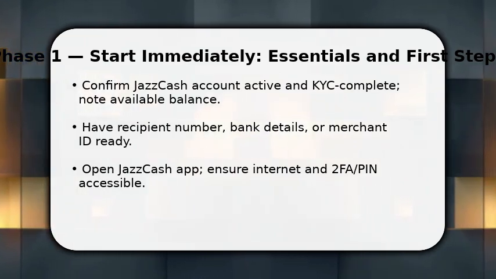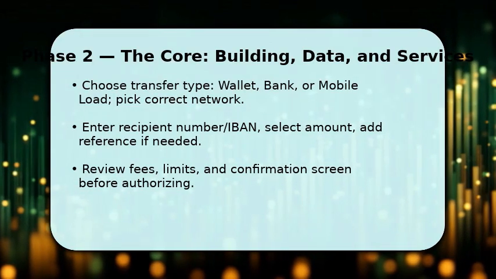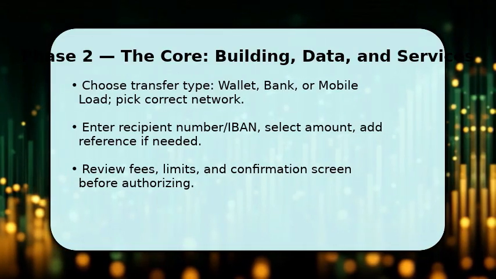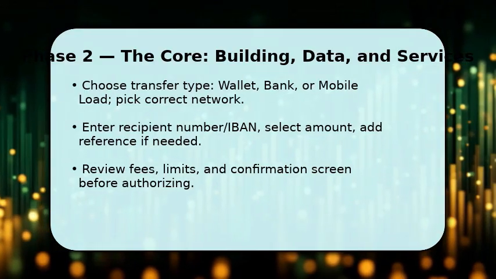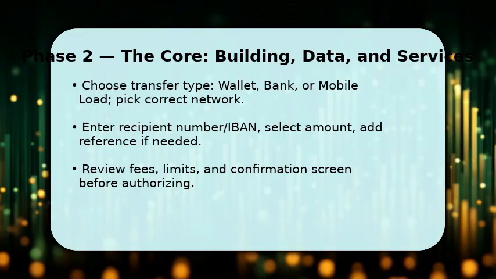You now fill in the transfer details. Select wallet for Jazz Cash to bank for interbank or mobile load for airtime. Pick the correct network to avoid rejection. Enter the recipient number or IBAN precisely, then type the amount. Once entered, add a short reference so you track the transaction later.